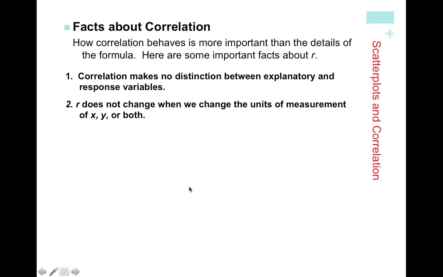R doesn't change when we change the units of measurement for x, y, or both. The strength of the correlation will remain the same. The correlation coefficient R itself has no unit of measurement. If x and y are both measured in feet, R just doesn't have anything. R does not have units.